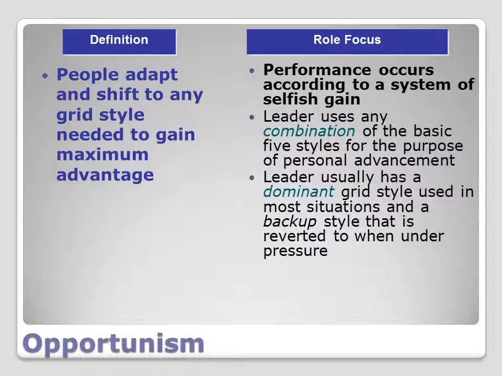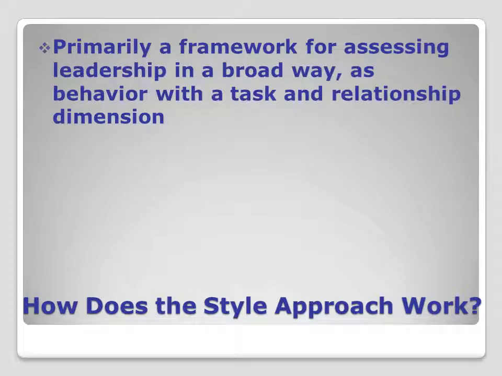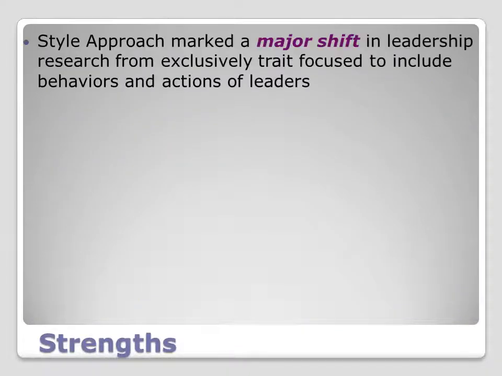So in this approach to leadership, you see that it all has to do with someone's style of leadership, how they integrate both task and relationship in the middle of that. So how does it work? Well, it's primarily a framework for assessing leadership in a very broad way, as behavior with a task and relationship dimension. So it basically only looks at leadership in those 2 ways. It's a fairly narrow-minded grid in that sense. It offers a means of assessing in a general way the behavior of a leader, and so it works towards that.